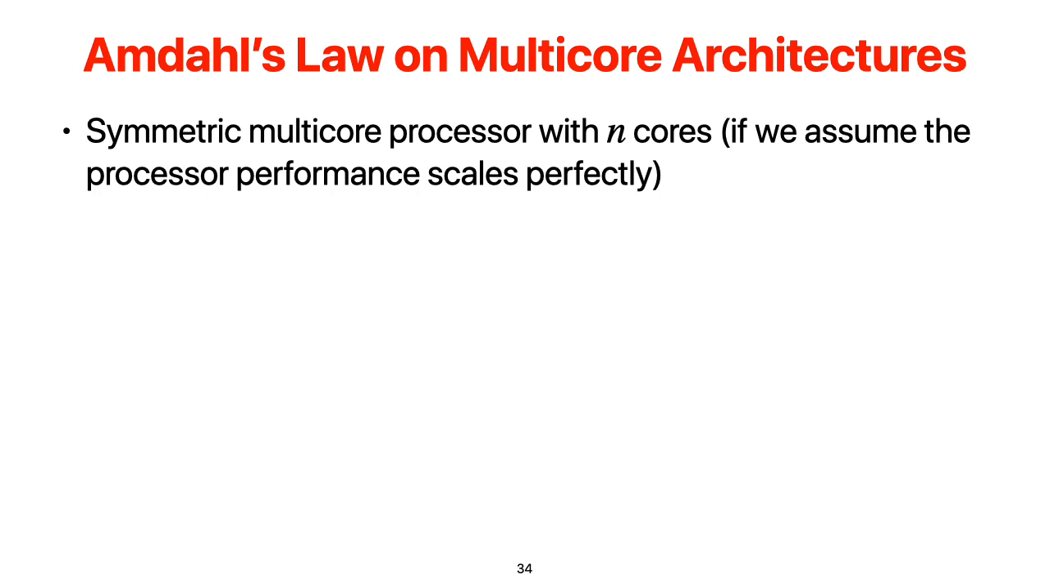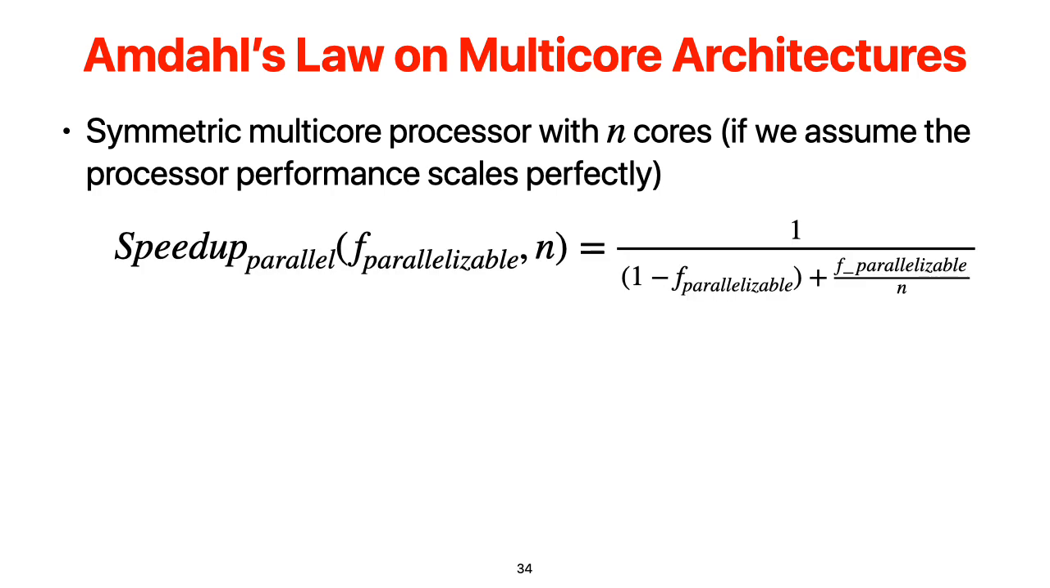Amdahl's law can also tell us how good our optimization could be if we have multi-core architectures. Assume we have a symmetric multi-core processor. What does symmetric mean? It means that every processor runs at the same speed and has the same latency to the memory subsystem. Then if we have n processor cores, the speed up you can get from parallelizing your code would be 1 over (1 minus f parallelizable) plus f parallelizable divided by n, where f parallelizable is the portion of time in your original program that can be parallelized. That's Amdahl's law applied to multi-core architectures.